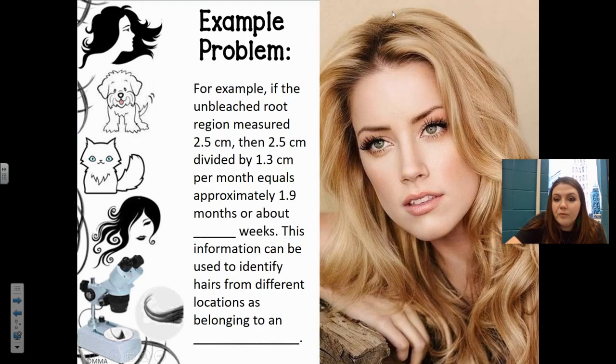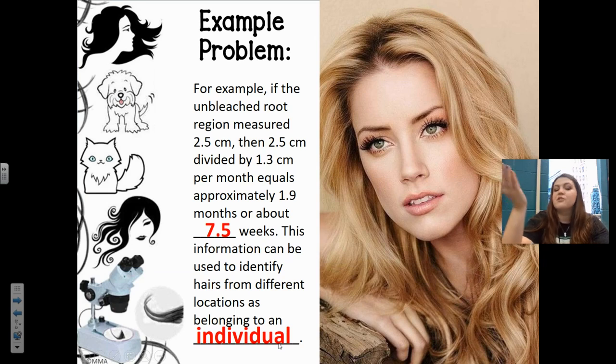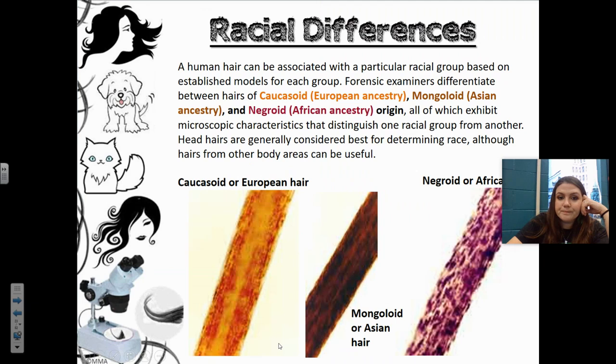That's how long ago they dyed their hair. So a little example problem, if we were looking at her root, she just got a little bit of root showing. For example, if the unbleached root region just measured 2.5 centimeters, then 2.5 centimeters divided by 1.3, which is how much our hair grows per month, equals about 1.9 months that it's been since they dyed their hair, which is about 7.5 weeks. That's almost 2 months. This information can be used to identify hairs from different locations as belonging to an individual. So if we called that person in and they had roots in that same length, it just gives us more credibility when we're matching the hair. Now for racial differences.